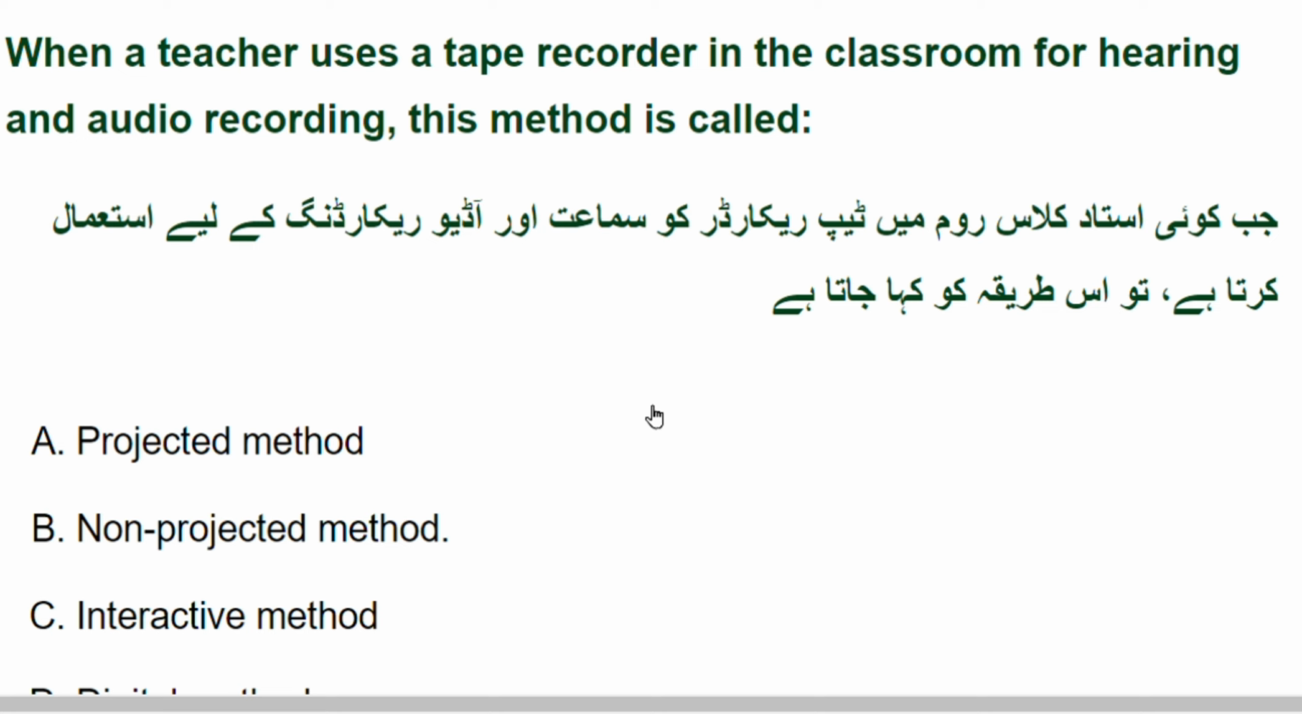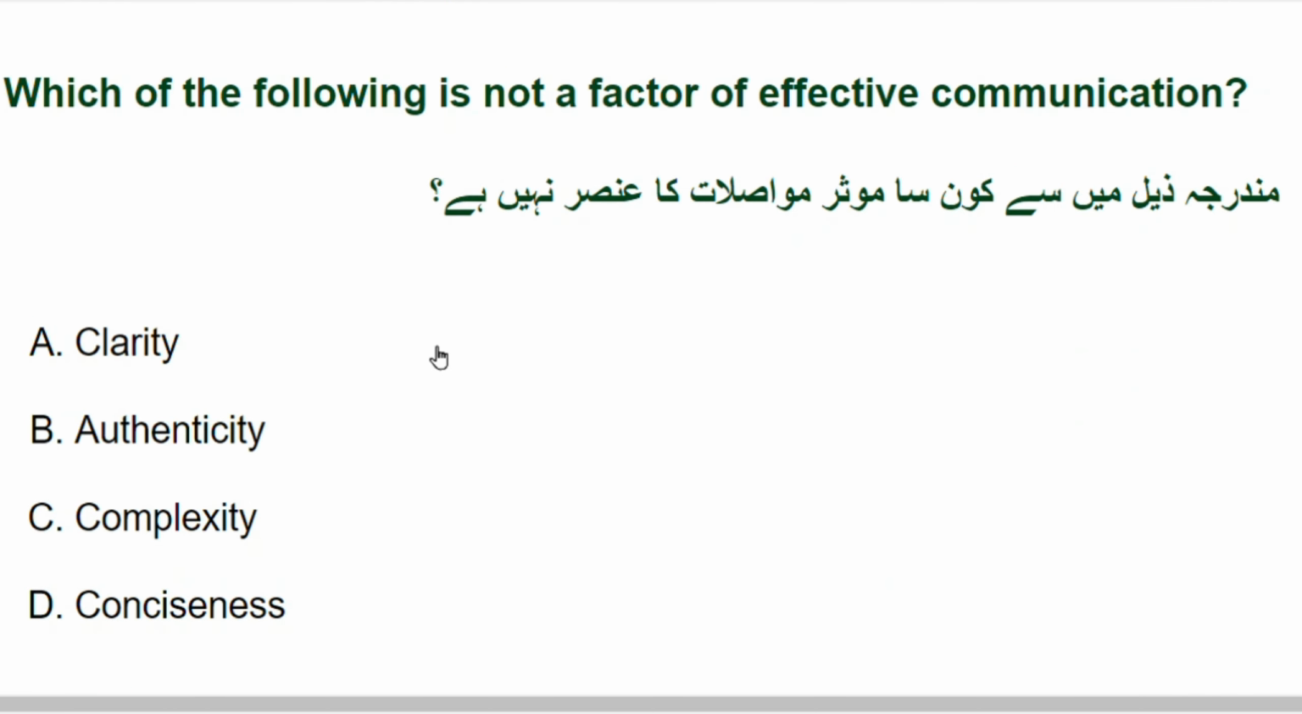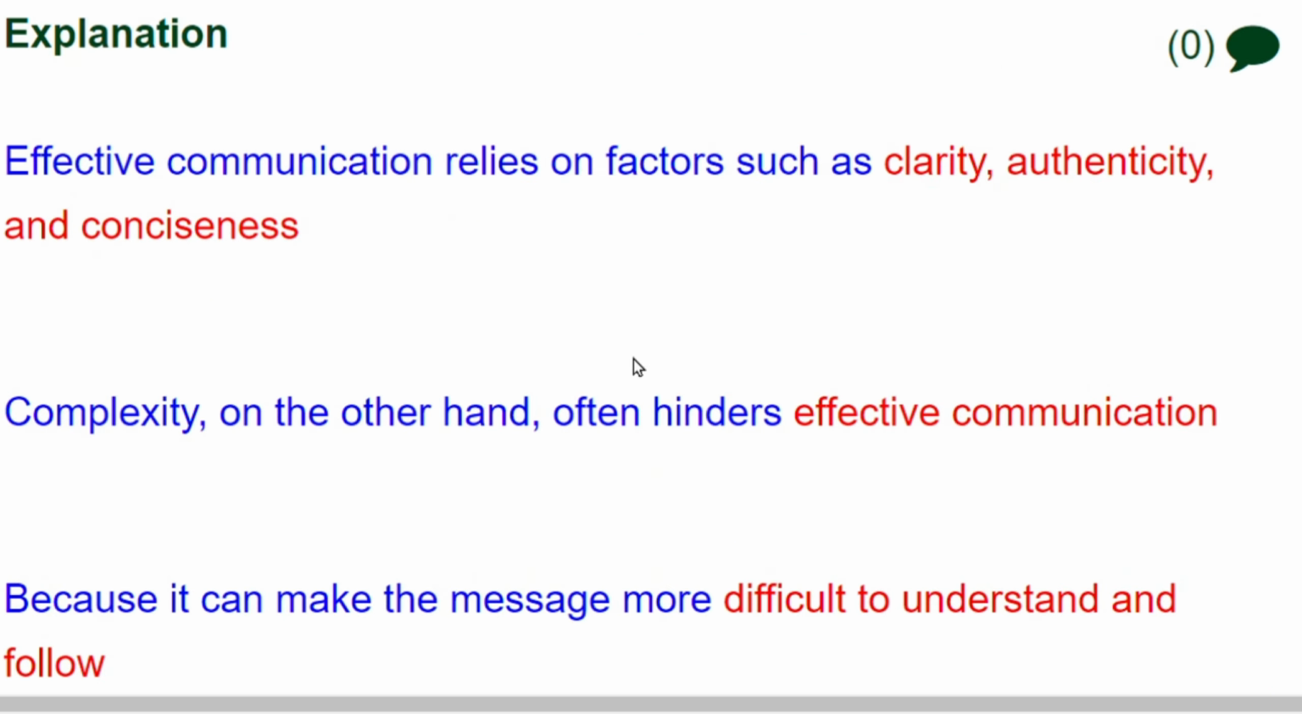When a teacher uses a tape recorder in the classroom for hearing and audio recording, this method is called non-projective. Which of the following is not a factor of effective communication? Complexity. Effective communication relies on factors such as clarity, authenticity, and conciseness. Complexity, on the other hand, often hinders effective communication because it can make the message more difficult to understand and follow.